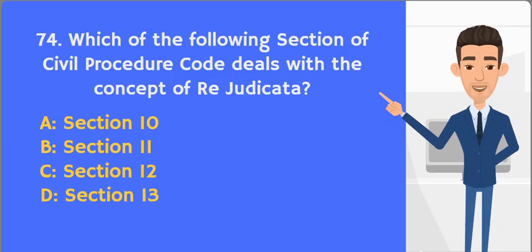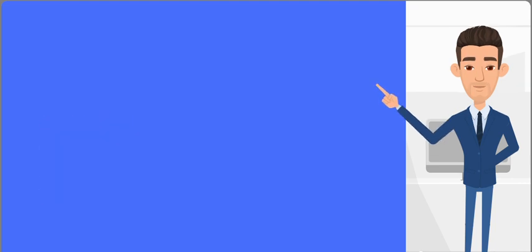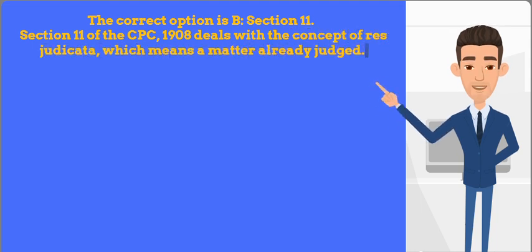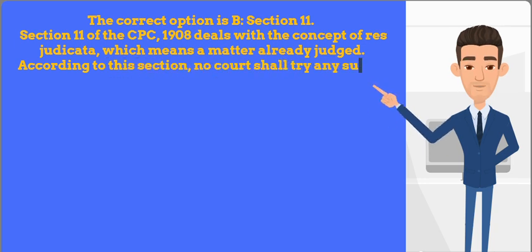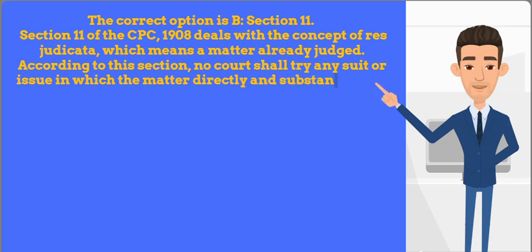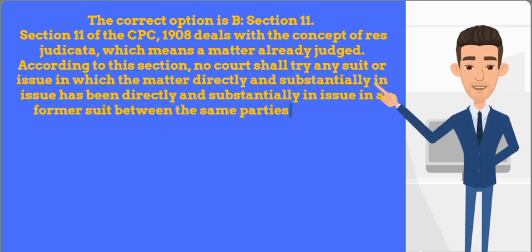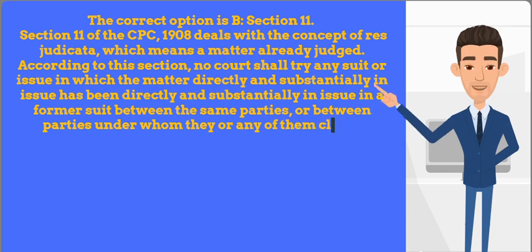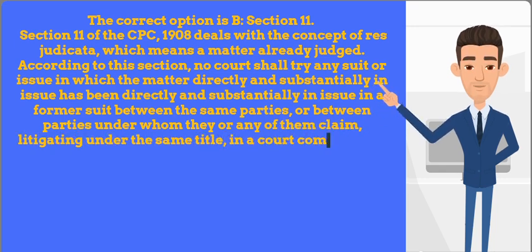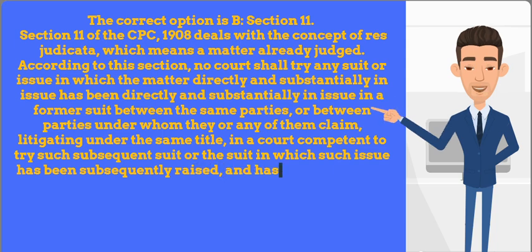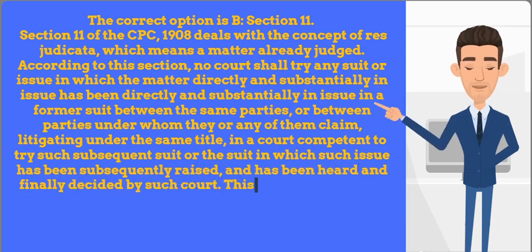74th question is: which of the following sections of the Civil Procedure Code deals with the concept of res judicata? The correct option is B, Section 11. Section 11 of the Civil Procedure Code, 1908 deals with the concept of res judicata, which means a matter already judged. According to this section, no court shall try any suit or issue in which the matter directly and substantially in issue has been directly and substantially in issue in a former suit between the same parties, or between parties under whom they or any of them claim, litigating under the same title, in a court competent to try such subsequent suit or the suit in which such issue has been subsequently raised, and has been heard and finally decided by such court.